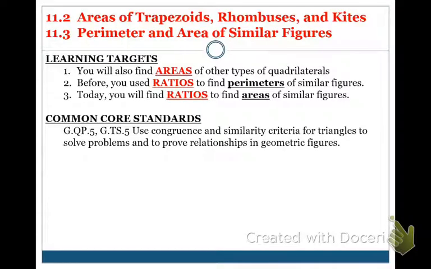We're going to cover 11.2 and 11.3 today. 11.2 is the areas of trapezoids, rhombuses, and kites. So some more area formulas. And 11.3 is perimeter and area of similar figures.